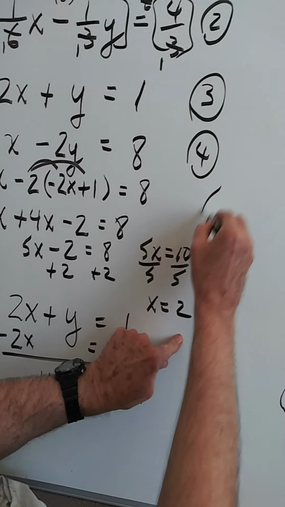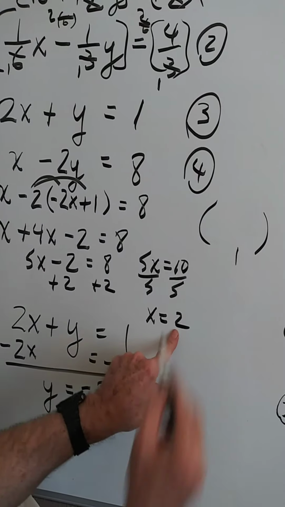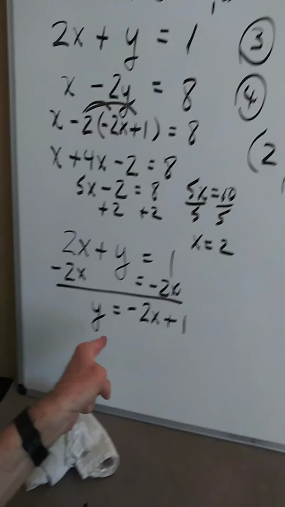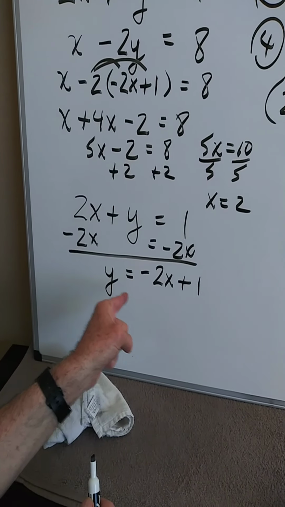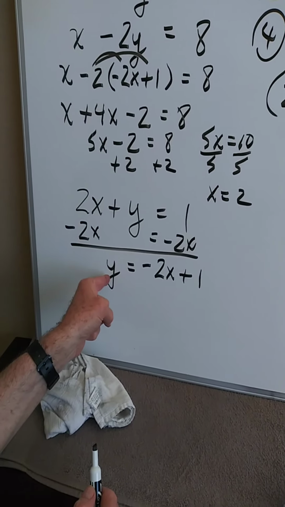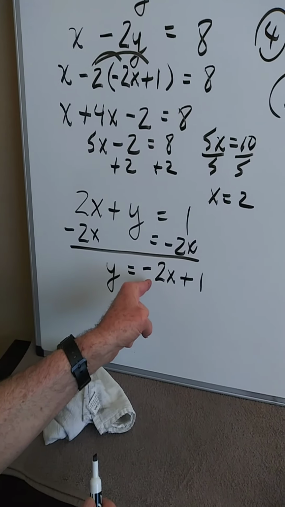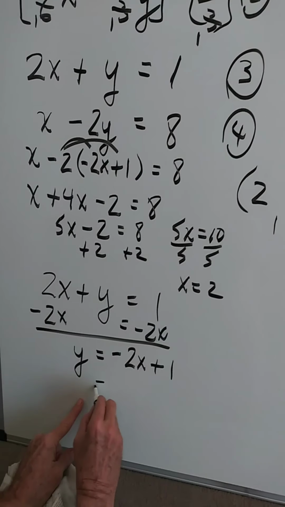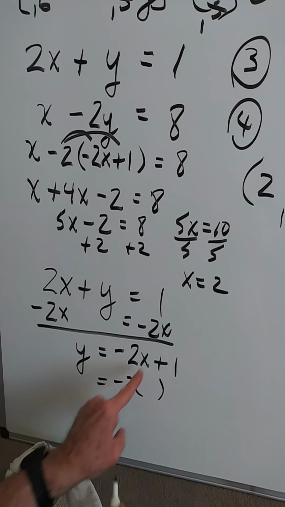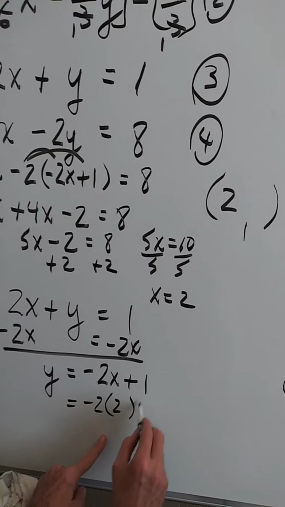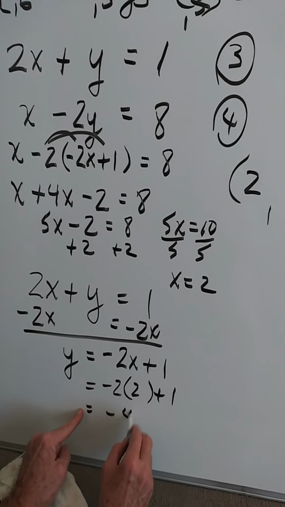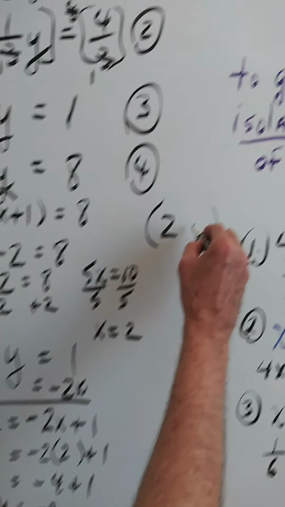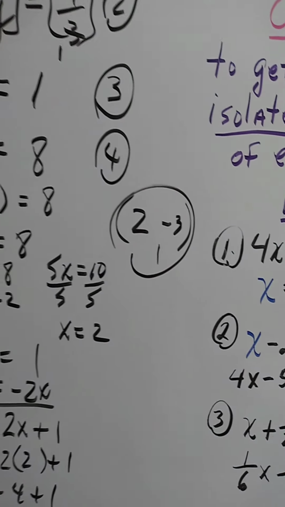Get a house. Put that 2 in the x spot. And now we have to find y. Here's the equation that we're going to use to get our value of y, because it says how to get y. Multiply negative 2 by your value of x, and then add 1. Negative 2 times 2 plus 1, negative 4 plus 1, y is negative 3. Done.